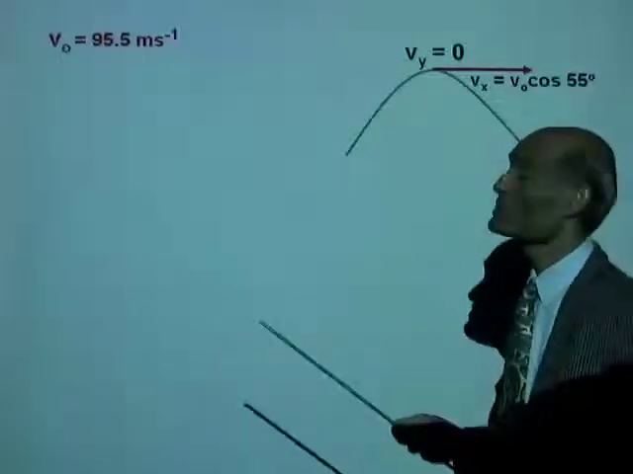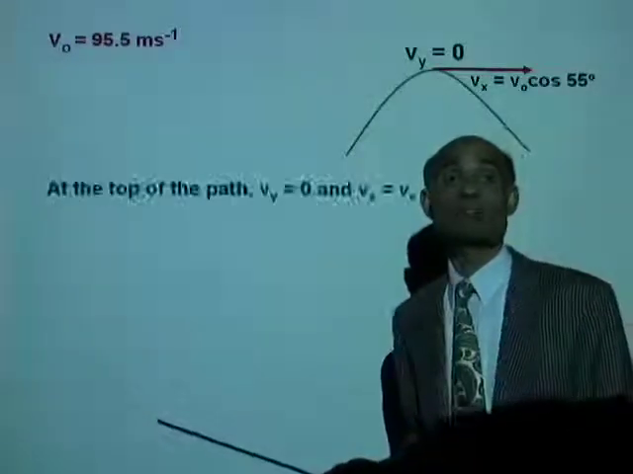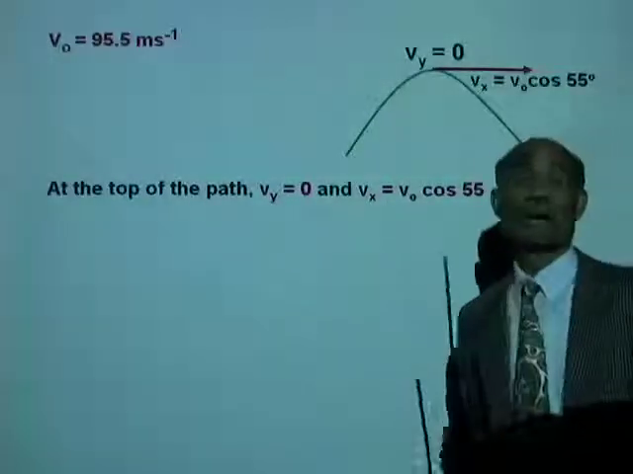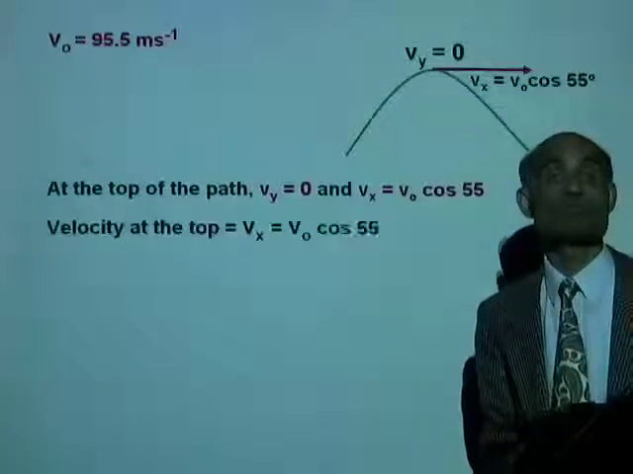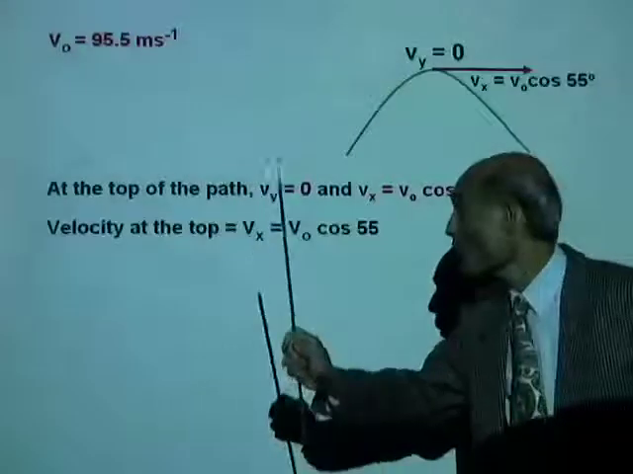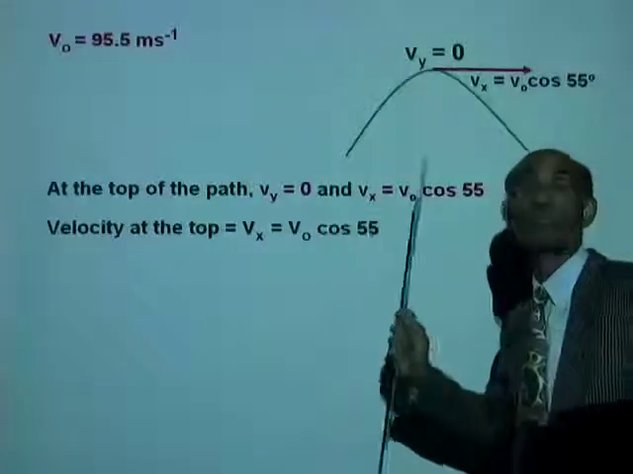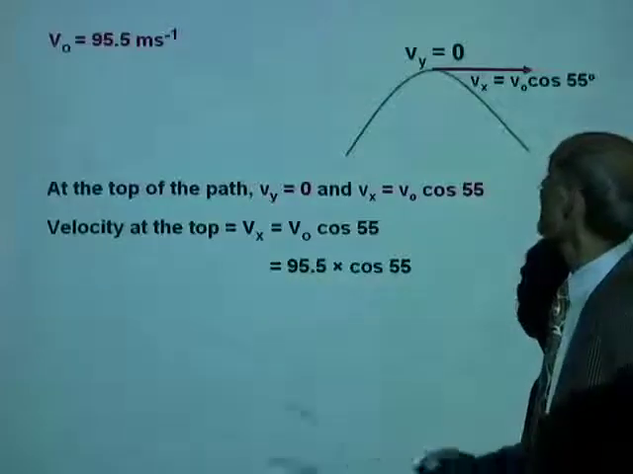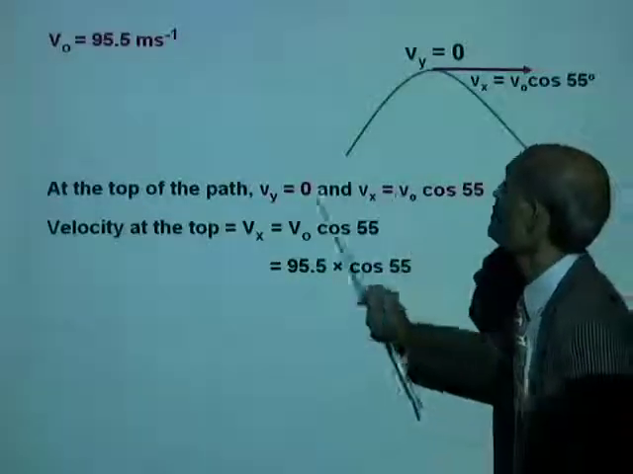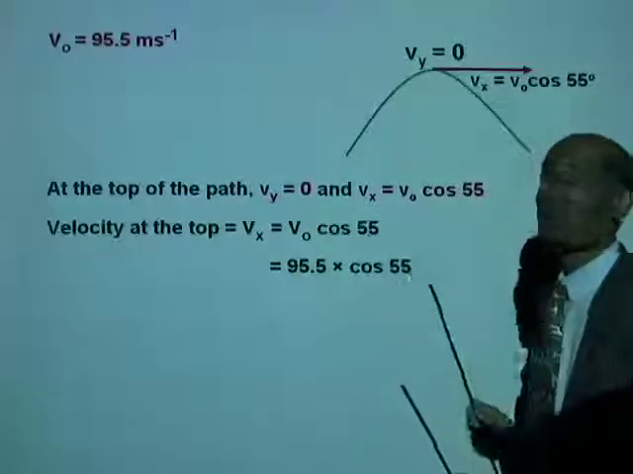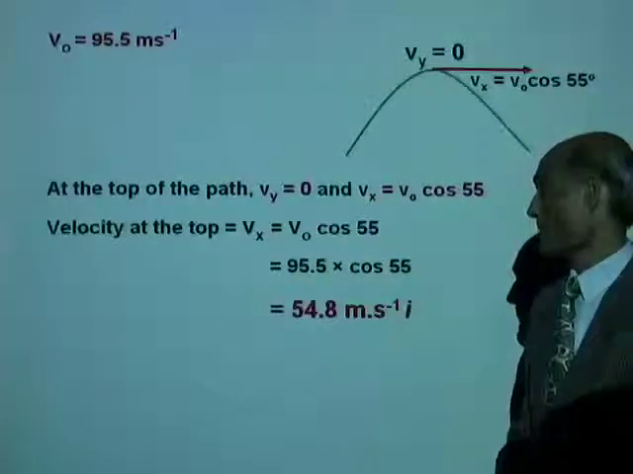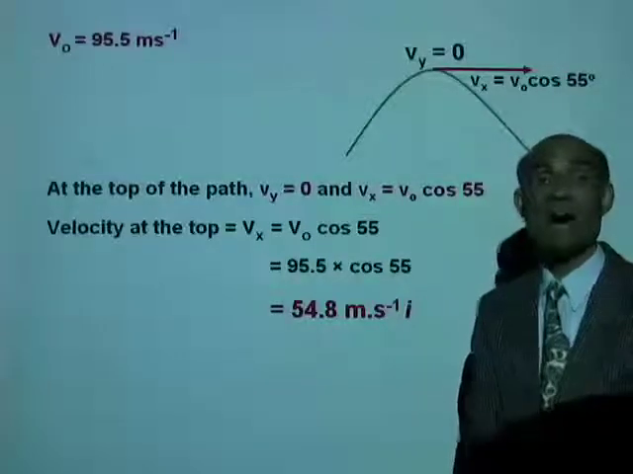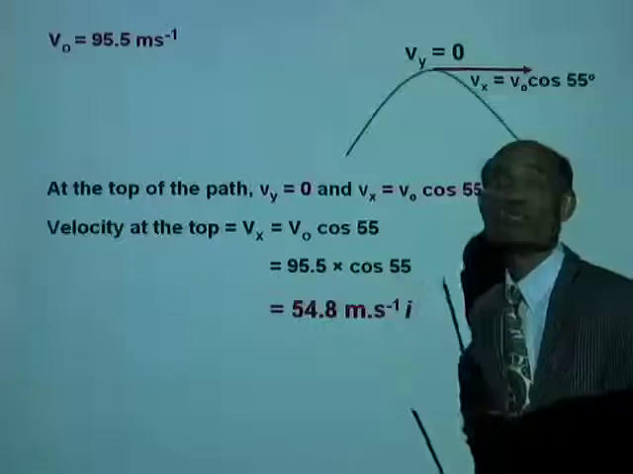Vx equal to V0 cos 55 degrees. At the top of the path, Vy equal to 0 and Vx equal to V0 cos 55. Therefore, the velocity at the top is V0 cos 55, and that will be 95.5, the value of V0, times cos of 55 degrees, and that is 54.8 meters per second. It is directed in the x direction.